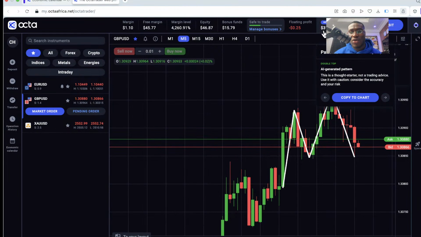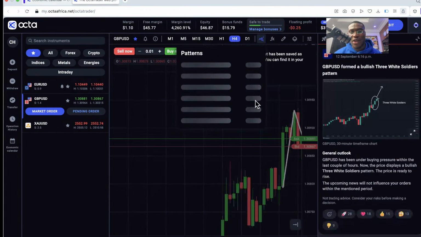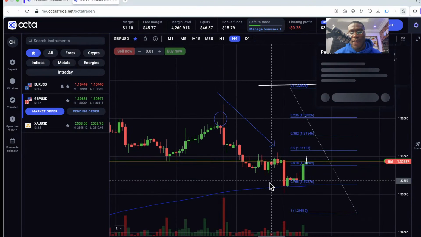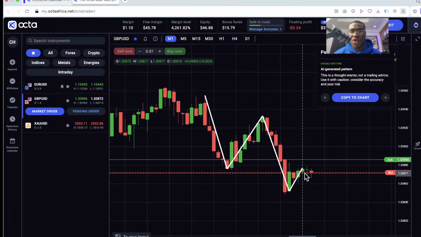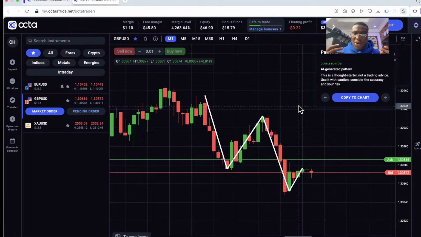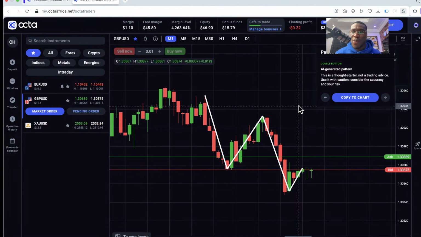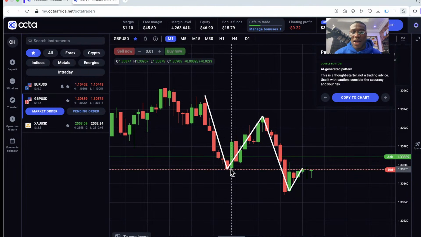If I go back to, let's go back to it and see where we had the double bottom. And then you can see that it shows us that, oh, the market is forming a new double bottom on the 1 minute time frame. It keeps you in the know. It makes you observant about new patterns that are forming in the market.